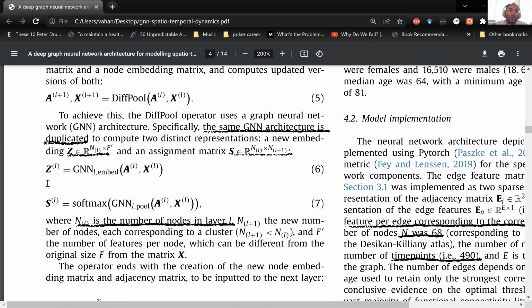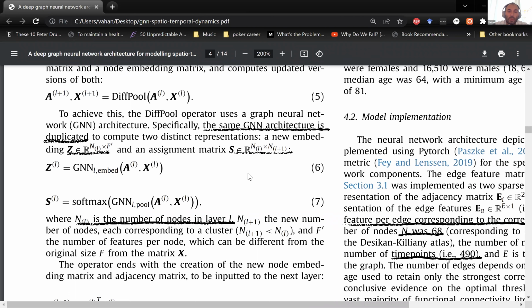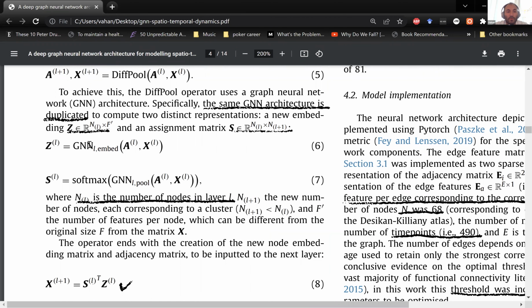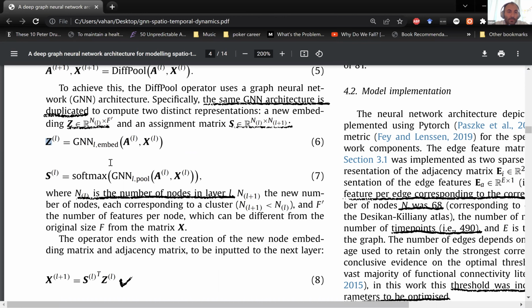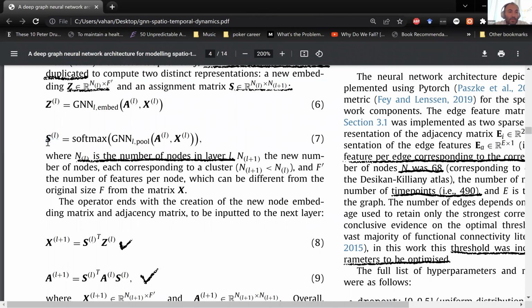So here we will have two intermediate matrices. The first one is a GNN here. They don't mention what GNN exactly they use, actually. I think it's a GCN, I'm not sure. But this one actually learns new embeddings, so Z, which we will use later. And then the next part is another GNN that is later applied with the softmax. This S matrix is actually important because we will study it trying to interpret the results. Okay, this will feature more later in the experiments.